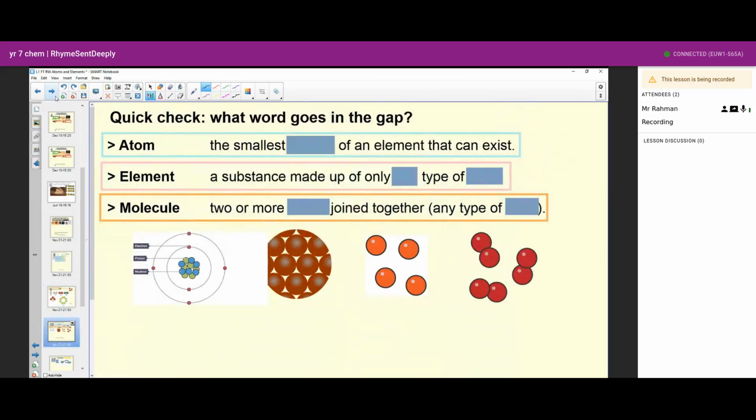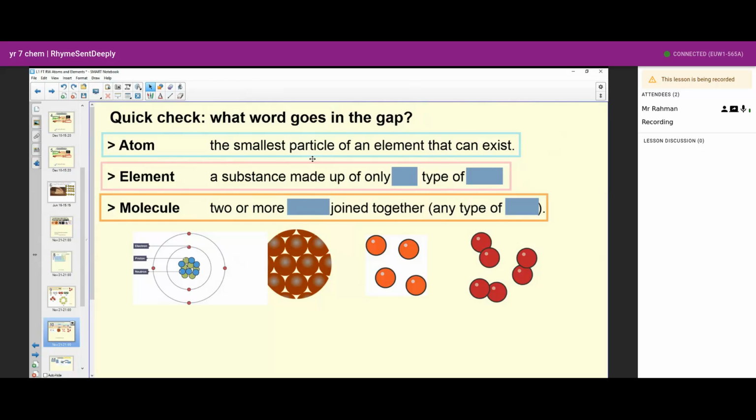So, a quick check: what goes inside the gap? I want you to cover the notes that you made. Read through these sentences and test yourself, see if you know what goes inside the gap. An atom is the smallest something of an element that can exist. The missing word here is particle. It's the smallest particle of an element that can exist.